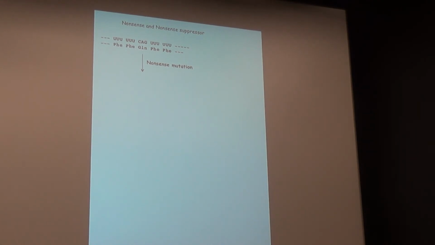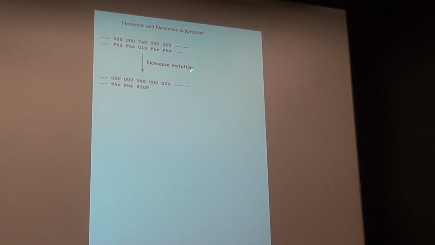Let's take this example. Here is the sequence. UUU, UUU, CAG, UUU, UUU. It's making a protein that goes phenylalanine, phenylalanine, glutamine, phenylalanine, phenylalanine. If you now generate a nonsense mutation in this protein, so you're going to mutate this sequence here, CAG, and you're going to read UAG. Right? So here's a nonsense mutation. You get a truncated protein, correct?